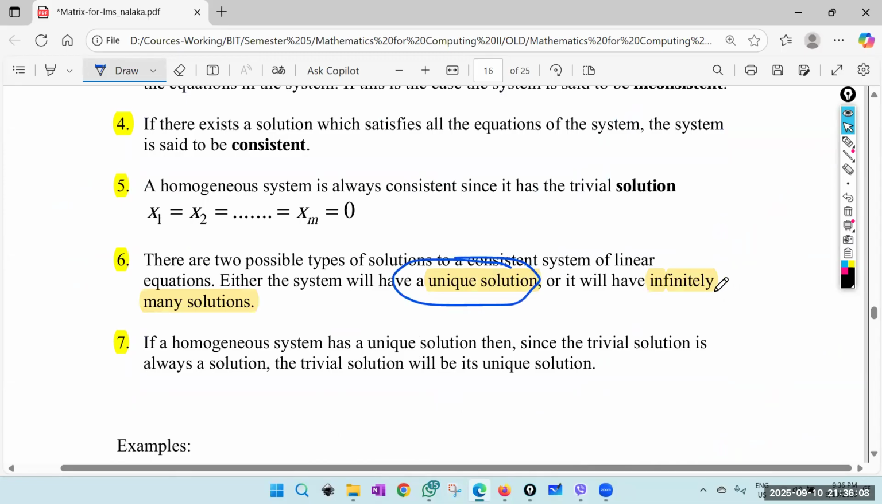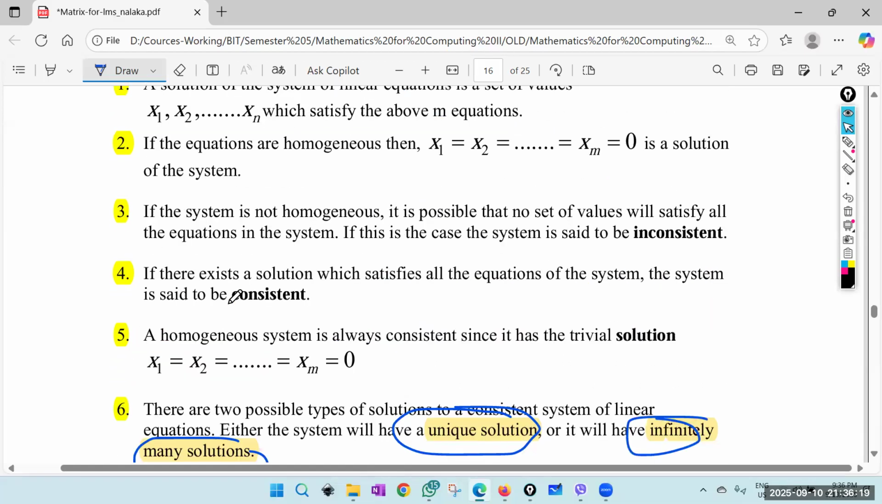So these are the three possibilities. Unique solution, infinitely many solutions, or no solutions. If you have a solution, either unique or infinite, we say it is consistent. So that means if there exists a solution which satisfies all the equations, it can be one solution or infinite solutions, then we say it's a consistent system. But if you have no solution, that is called an inconsistent linear equation system. That is, none of the solutions is there.